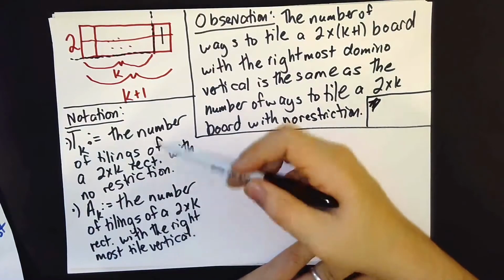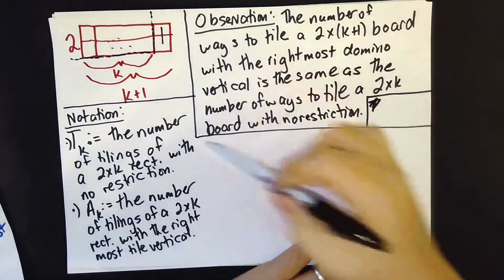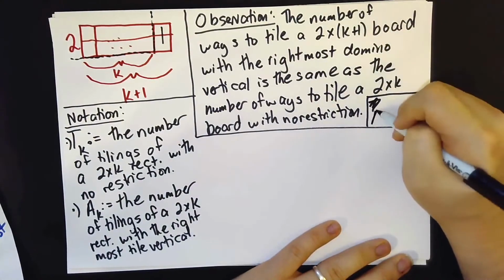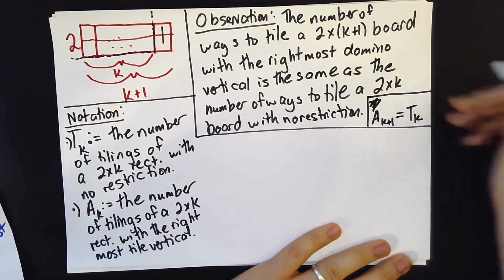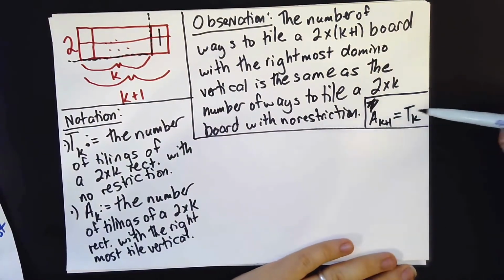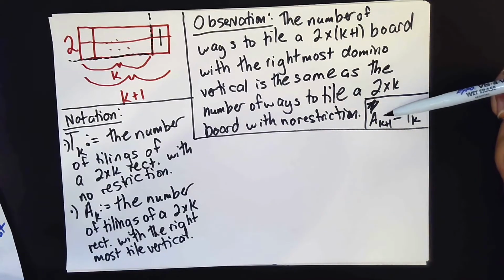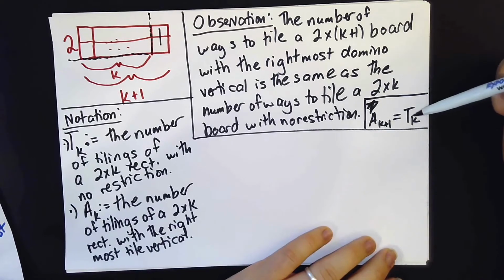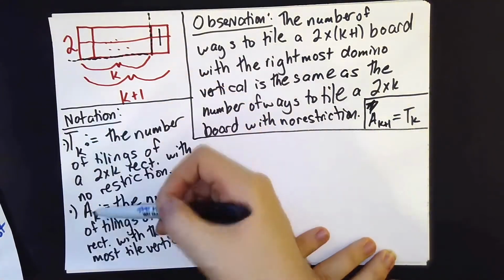The advantage of this notation is that I can now super cleanly summarize this observation as saying that A sub k plus 1 is equal to T sub k. Again, all this equation says, once we've written down this notation, is that the number of ways to tile a 2 by k plus 1 rectangle with the rightmost tile vertical is the same as the number of ways to tile the k by 2 rectangle with no restriction, which is just embedded into these symbols big T sub k and big A sub k.